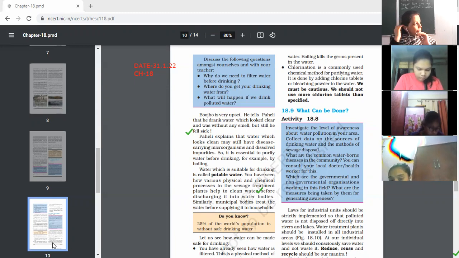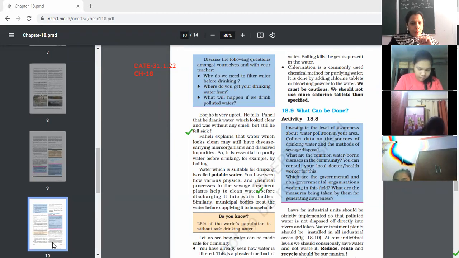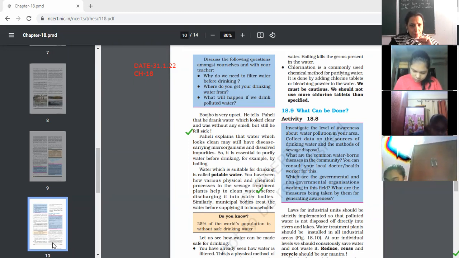You must be knowing, children, we are using filters even at our home. Yes, ROs we are using, but when you go to the doctor, whenever you are sick, the doctor prefers to use boiled water. You know why he says to boil it? Boiled water is pure, is it? Yes, ma'am. Pure water is free from impurities. When you boil the water, the impurities go away. Okay, continue.